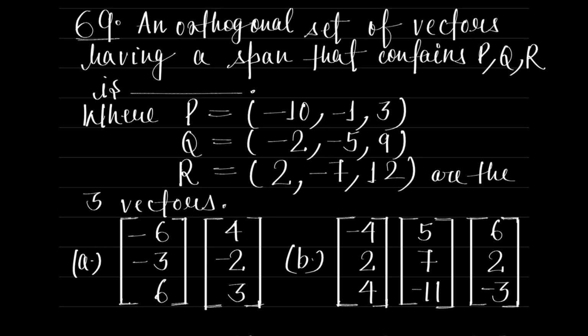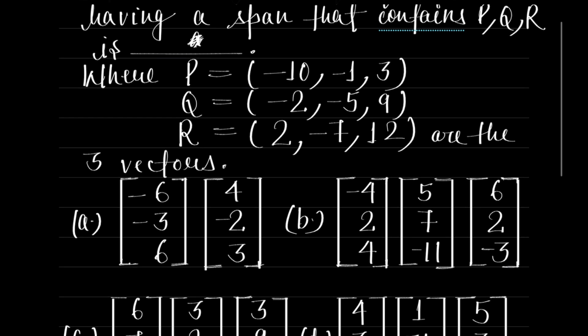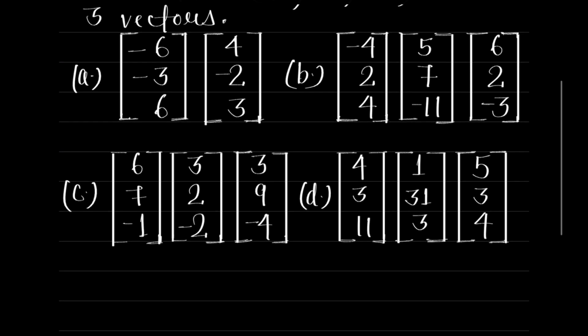Problem number 6-9. An orthogonal set of vectors having a span that contains P, Q, R is, we have to fill the option here, where P equals (-10, -1, 3), Q equals (-2, -5, 9), and R equals (2, -7, 12) are the three vectors.